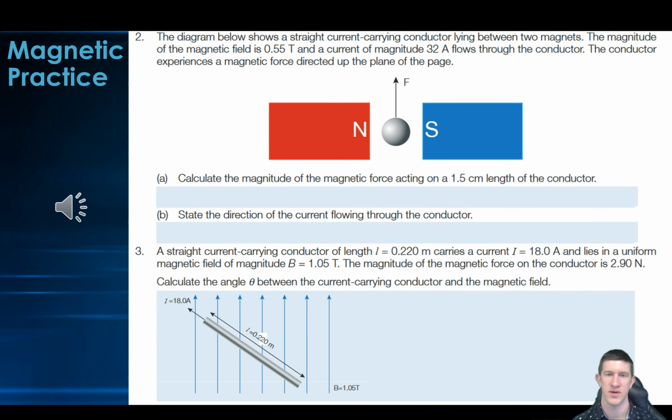In this case now, we're talking about calculating the magnitude of the magnetic force acting on a 1.5 centimeter length of conductor. We've got the magnetic field strength, and we're given the current that's flowing through it. Then in part B, they're asked to state the direction, and then question 3 uses that angle rule. So we've got the magnetic field, we know the length, we know the current, and we're trying to calculate the angle. So if we know what the magnetic force is, we reverse engineer that formula and figure out what the actual angle is.